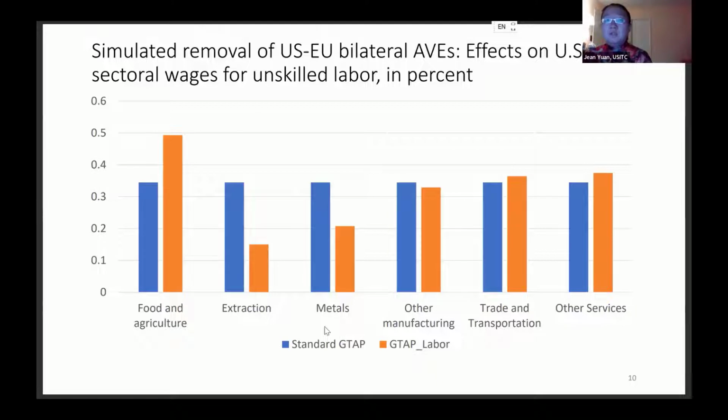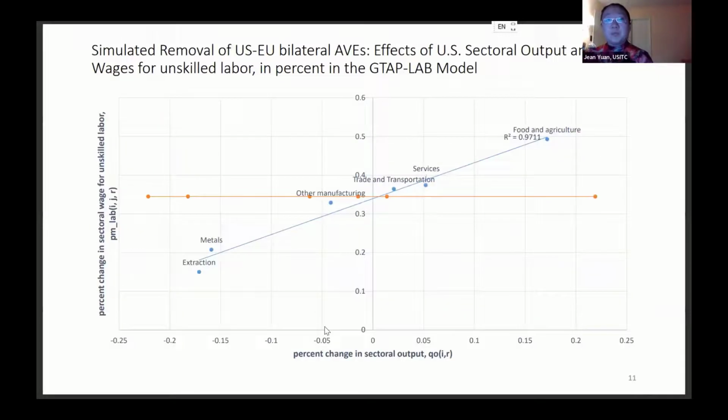And then the reason for the difference is because we are having the biggest tariff liberalization in the food and agricultural sector. And since there are labor mobility frictions, that's why the wage increase is the highest in the food and agricultural sector. We actually have results for both unskilled and skilled labor, and I'm just giving you the result for the unskilled labor as an example.